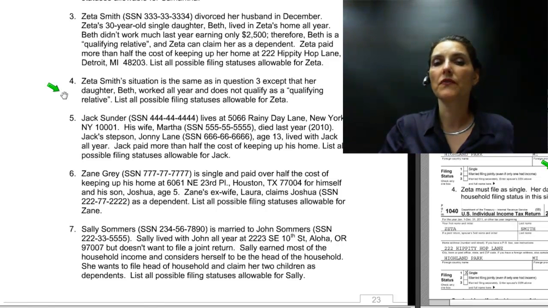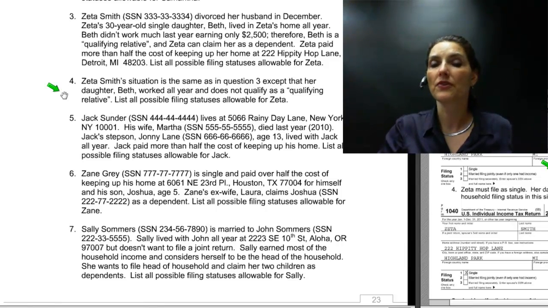Well, in number 4, Zetta does not have a dependent. And in order to be head of household, you must have a dependent. The only exception to that is if you have a qualifying child. And the reason you're not claiming that qualifying child is because you released that child's exemption to the other non-custodial parent. That is not the case here.